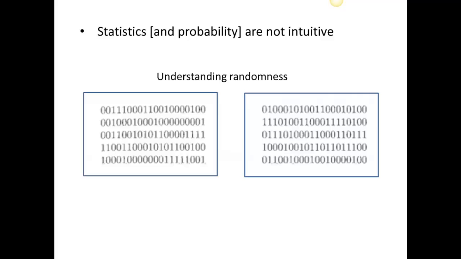So the true random pattern is actually the one on the left. Now most people would choose the one on the right because the one on the left has a more streaky pattern or longer sequences of zeros and ones, sequences that we'd probably associate with something not random.